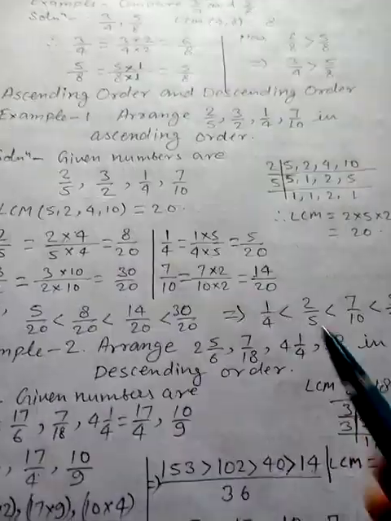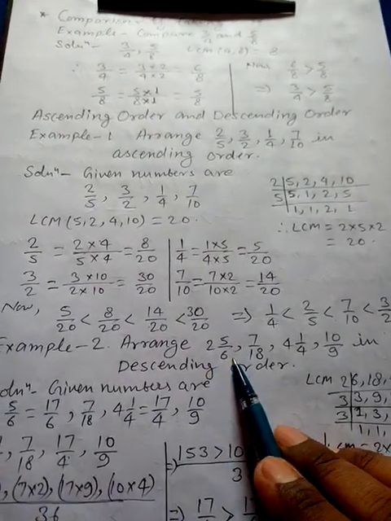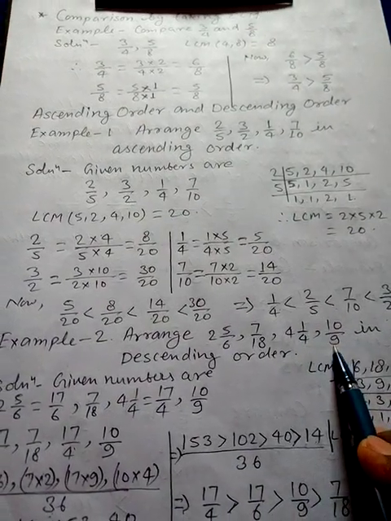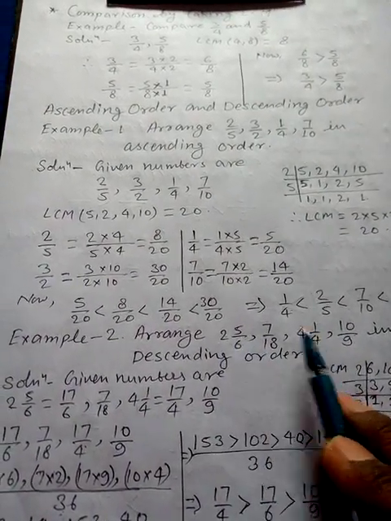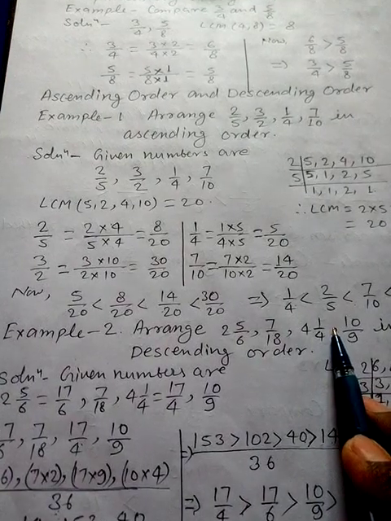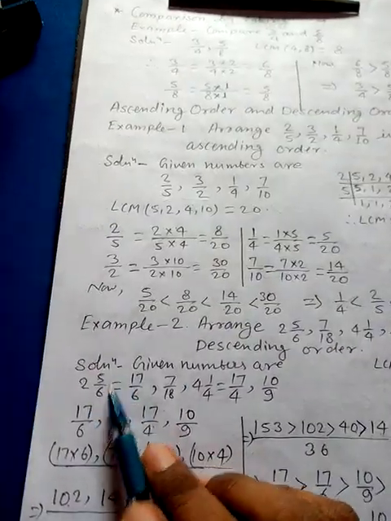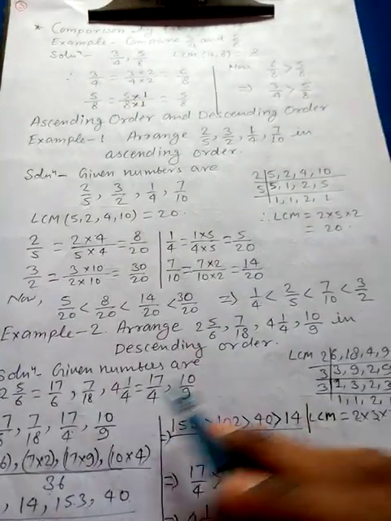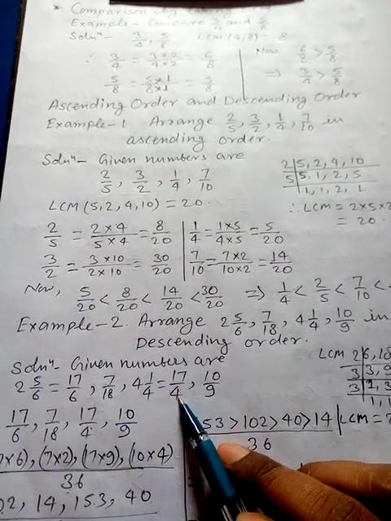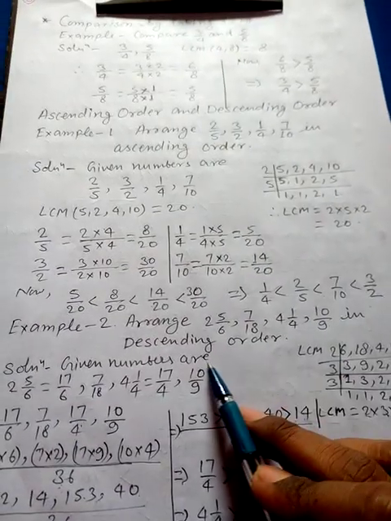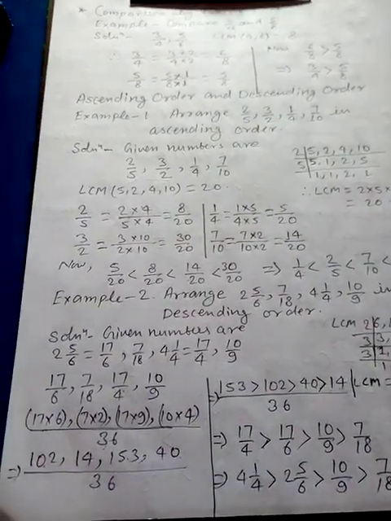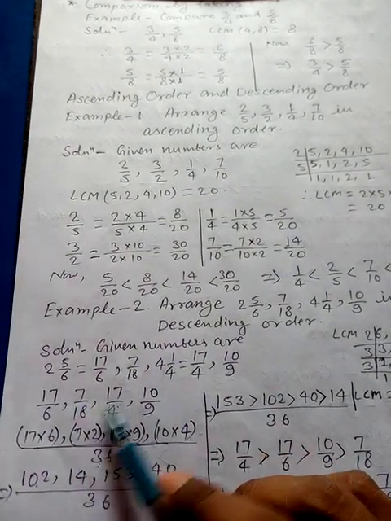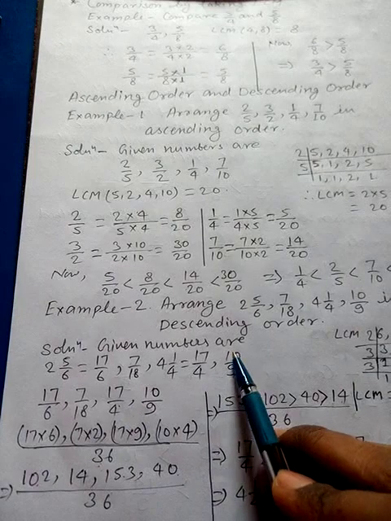Suppose there are the numbers 2 whole 5 by 6, 7 by 18, 4 whole 1 by 4 and 10 by 9. In these numbers, two numbers are in mixed form, so first we have to change them into improper fractions. 2 whole 5 by 6 is 17 by 6, the second number is 7 by 18, the third number 4 whole 1 by 4 is 17 by 4, and the last number is 10 by 9. Now the numbers are 17 by 6, 7 by 18, 17 by 4 and 10 by 9.